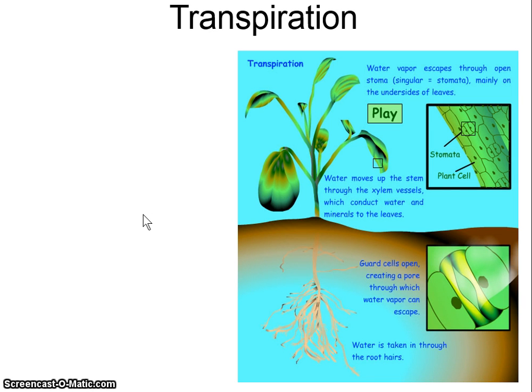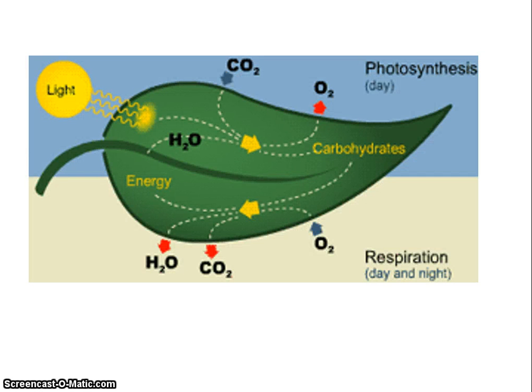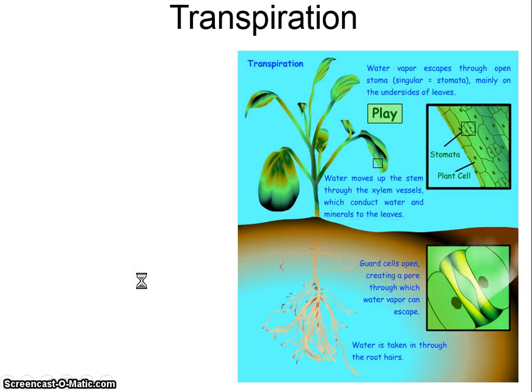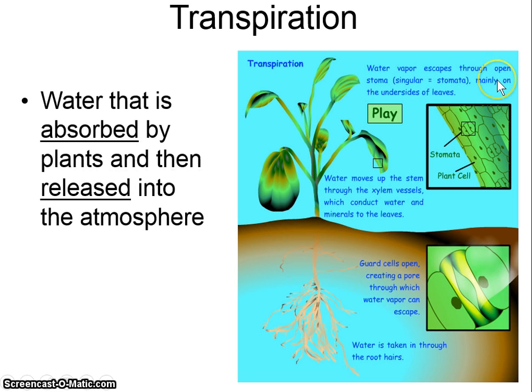Transpiration is talking about how water vapor escapes from a plant because remember, during respiration, some water is being produced and the plant needs to be able to get rid of that water. It gets rid of it through transpiration. Now, water vapor is leaving through the stomates. So water that is absorbed by plants is then released into the atmosphere through transpiration.